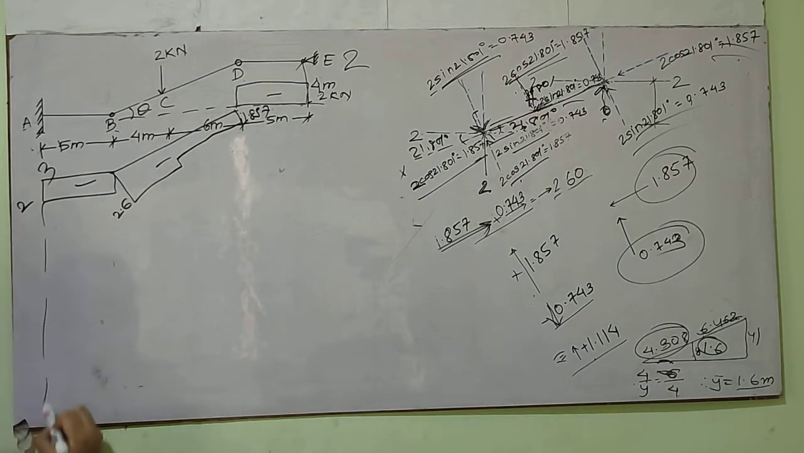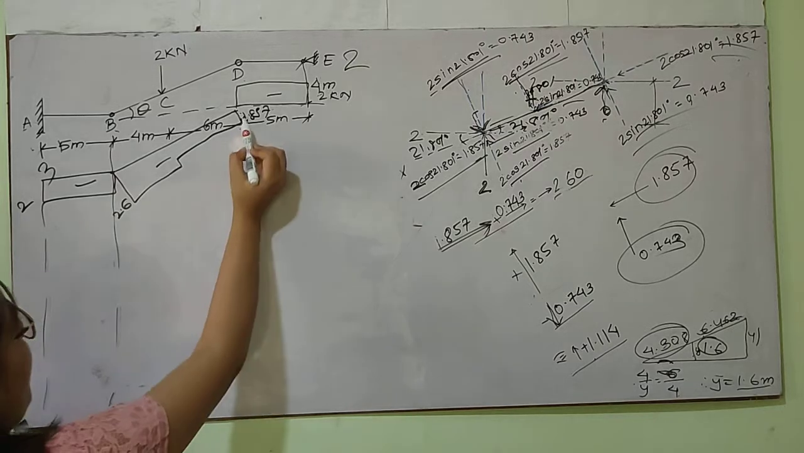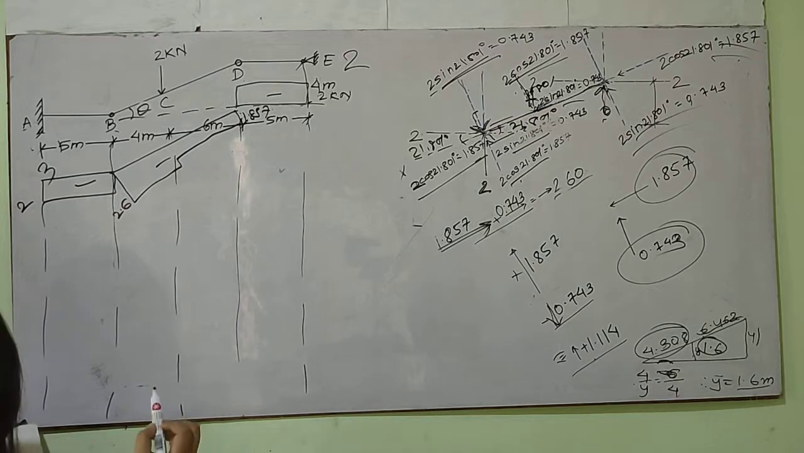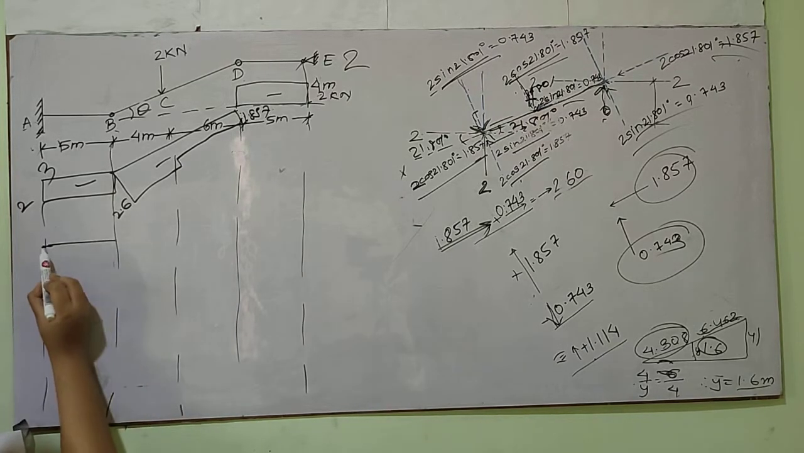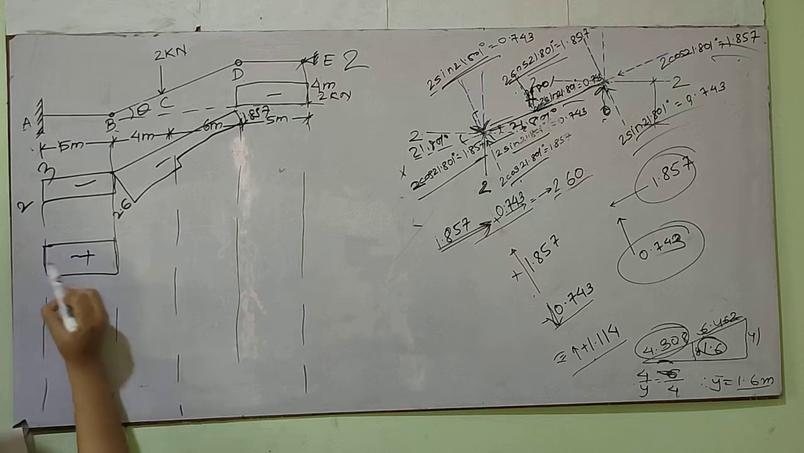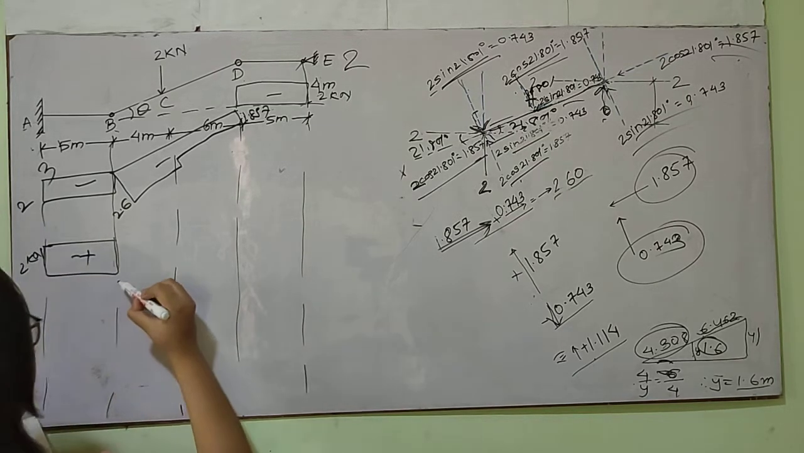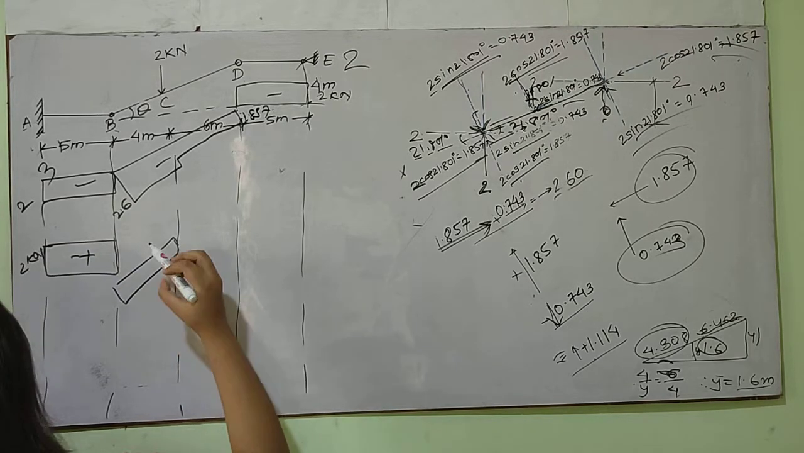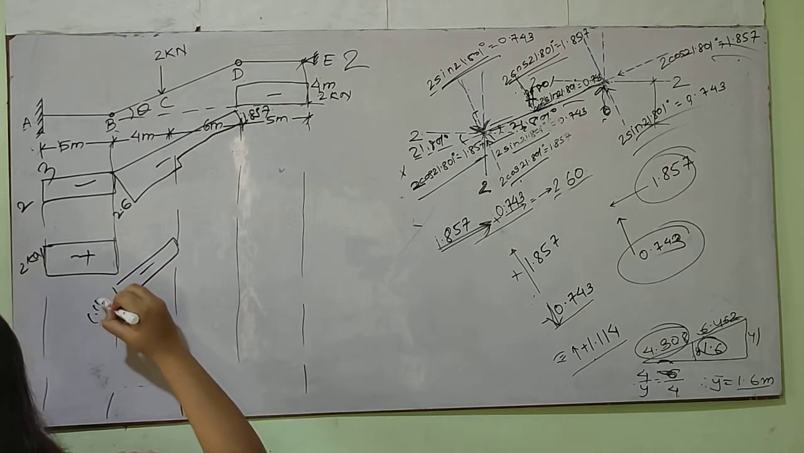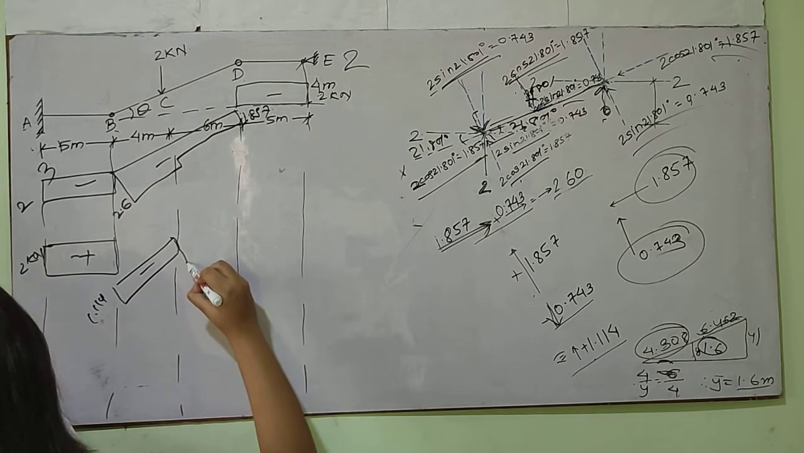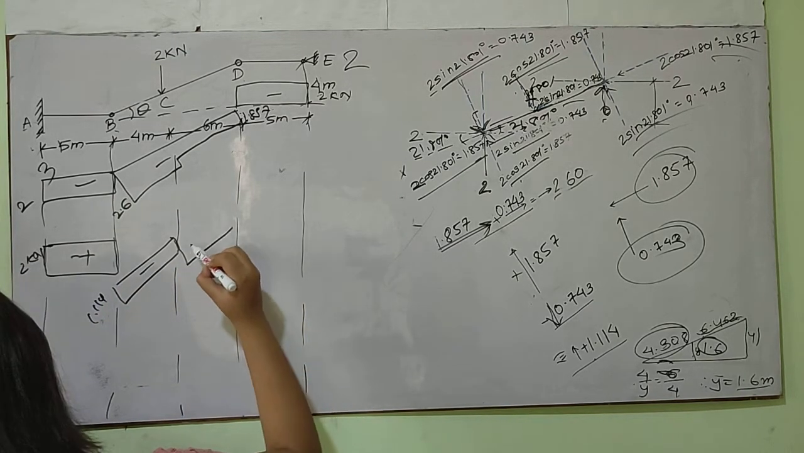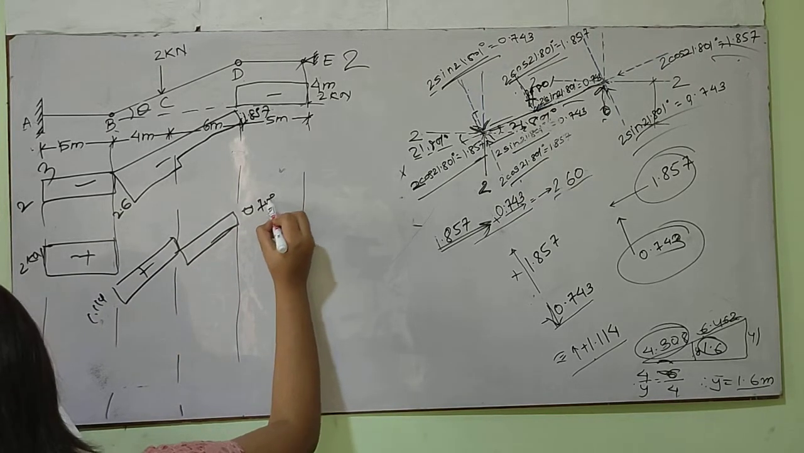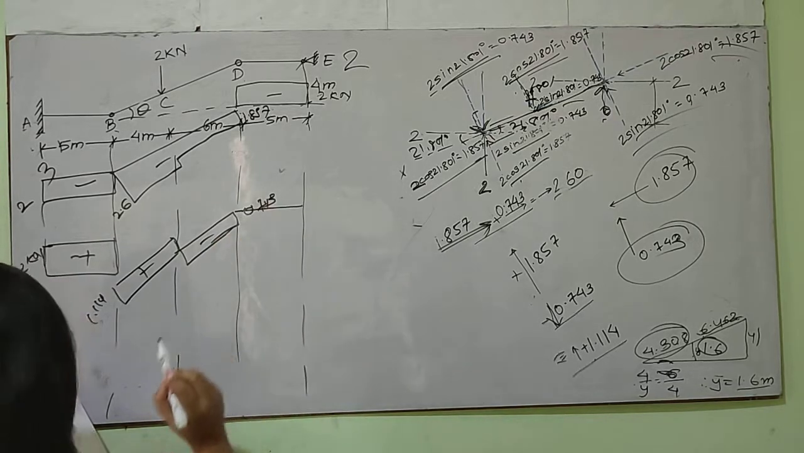The shear force diagram will be 2 kilonewton positive, and this one will be 1.114, and this will be positive, and this will be 0.743, negative. Here will be no shear force diagram.